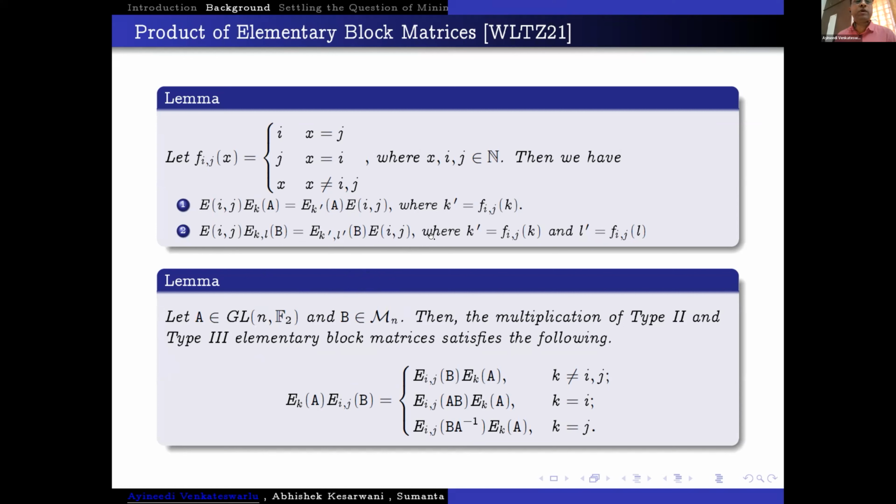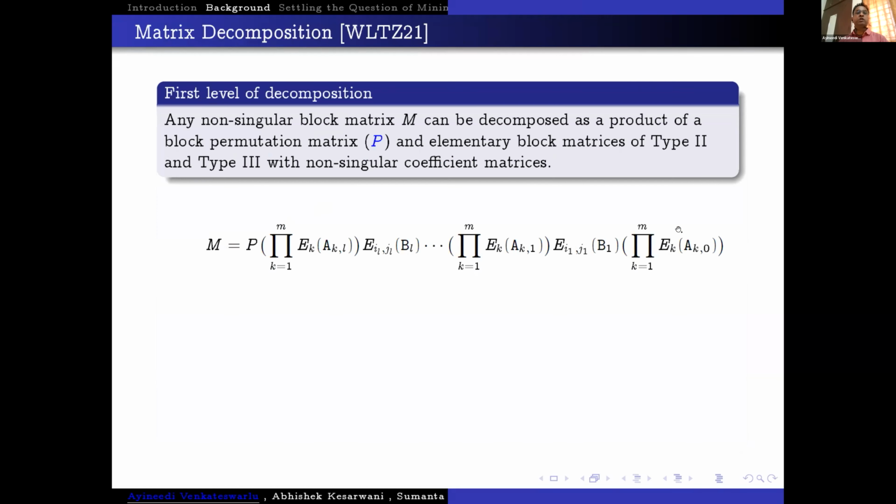Using these identities, we can reorder the elementary matrices in a given decomposition. Using the first lemma, one can move all the type 1 matrices to the left or right by appropriately changing the indices of the type 2 and type 3 matrices, so that we get a decomposition of this form, where P is a block permutation matrix corresponding to all the type 1 elementary block matrices, and the remaining portion is a product of only type 2 and type 3 matrices.